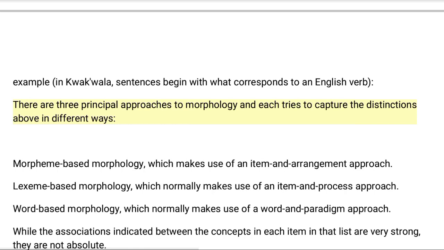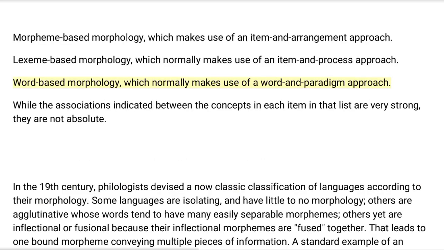There are three principal approaches to morphology, and each tries to capture the distinctions above in different ways. Morpheme-based morphology, which makes use of an item and arrangement approach. Lexeme-based morphology, which normally makes use of an item and process approach. Word-based morphology, which normally makes use of a word and paradigm approach. While the associations indicated between the concepts in each item in that list are very strong, they are not absolute.